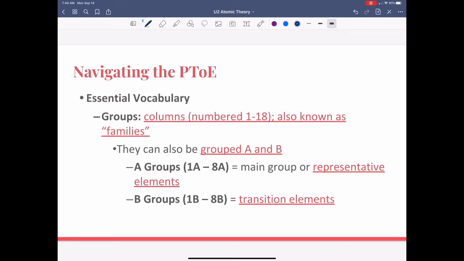We can also group these elements into group A and group B. All right, and we'll look at a picture here in a second. Group A are our main representative elements, so the main elements on our periodic table. And then group B is often referred to as our transition elements, because those are where our transition metals are.